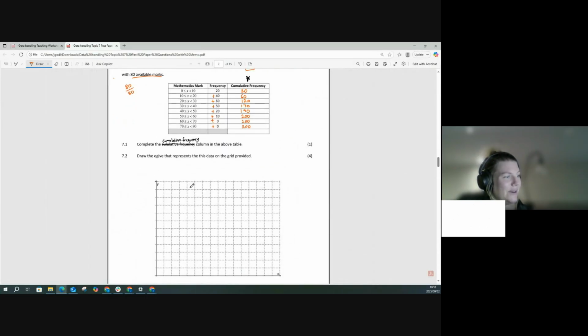And now using those numbers, you are going to plot your ogive, little ogive graph. So remember, this is always telling you our total sample number. So that's saying we have 200 students in total. And hopefully we get a nice S shape. That is what I'm hoping for.